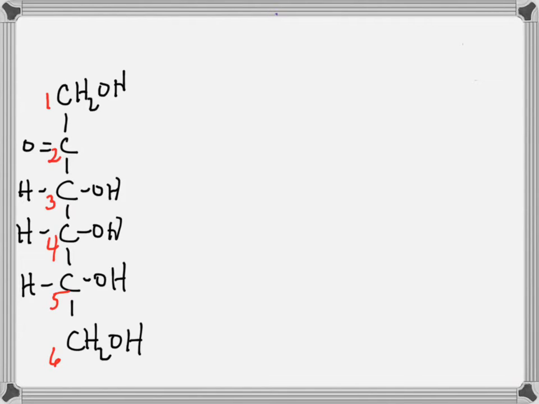Now, when cyclization occurs, it's the carbonyl carbon that reacts with a hydroxyl group. We have several hydroxyl groups to choose from here, so we've got to pick the one that's going to form the furanose ring that we're after. And it turns out that the one on carbon 5 is the hydroxyl group that will react with the carbonyl carbon to form a furanose ring.